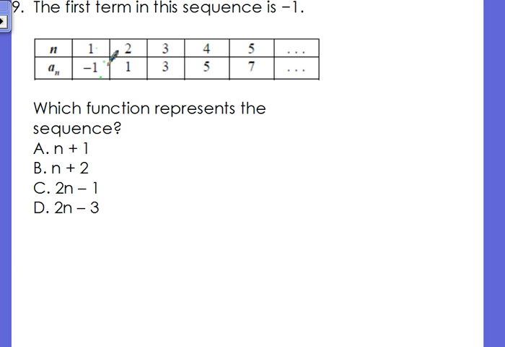To figure out which function represents this sequence, all I have to do is plug in my x values to see which one gives me the correct y values. So if I plug in 1 here, 1 plus 1 is 2, and that's not the y value that's matched with it. Plug in 1 here, 1 plus 2 is 3, not it either. Plug it in here, 1 times 2 is 2, 2 minus 1 is not negative 1, but you'll see this one works. And you may get one that works, or 2 that work for the first one, but you need to keep testing to make sure. But in this case, this is the only one that works for the first one and for any of the others.